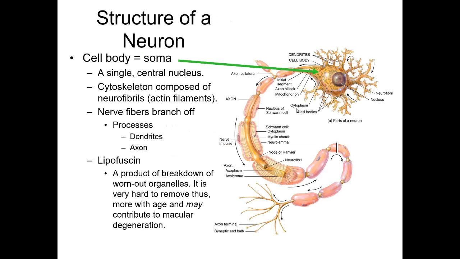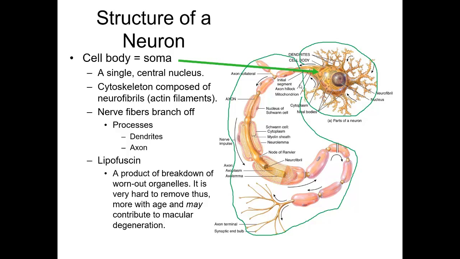So let's look at a structure of the neuron. You do need to know the entire structure of the neuron in its entirety. So a neuron basically looks like a comet. It's got a star-shaped body, and it's got a long tail at the end that ends in shorter tails. So that's the tail right there.